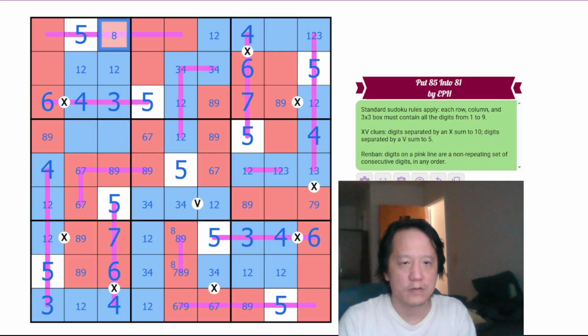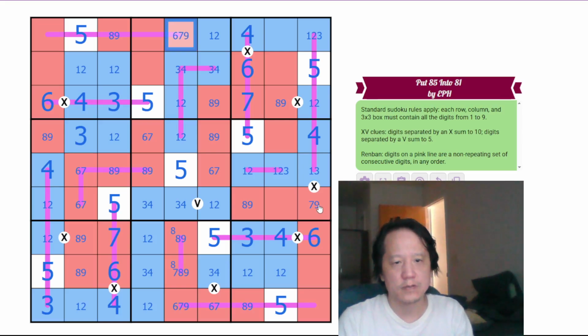Okay. Remaining digits here in column 3 are 1 or 2. This 1, 2 pair eliminates 1, 2 here, so this is 3. We have 8 guarantee here, so this cannot be 8. It's 6, 7, or 9. We have an 8, 9 pair here.